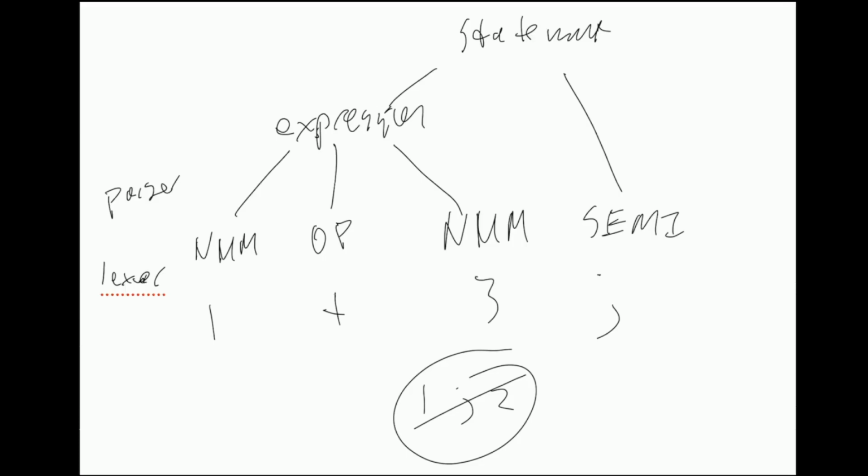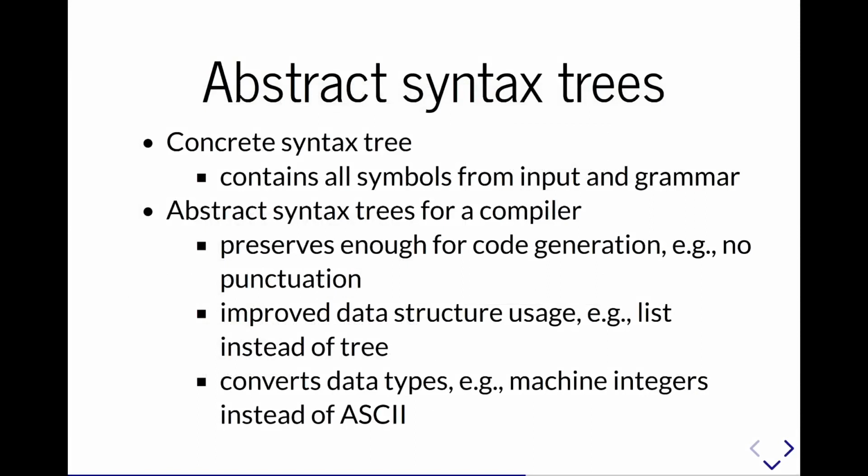Same thing with the plus operator. If we've got an addition tree node, then we don't need the plus operator. Or we could design it to have an expression node, and then keep the operator there. So the goal of the abstract syntax tree is to just preserve enough information for us to be able to do code generation. So we're going to remove all of the punctuation.